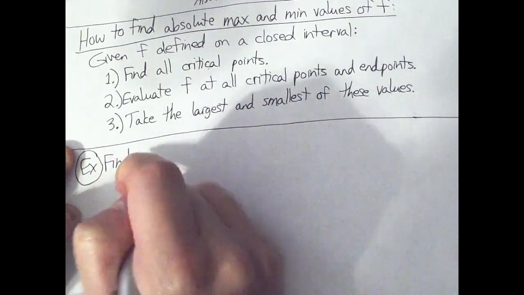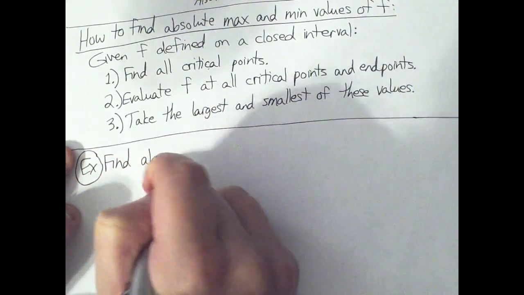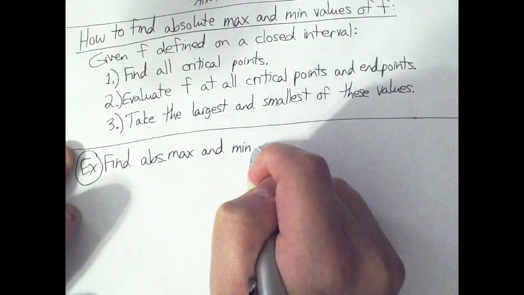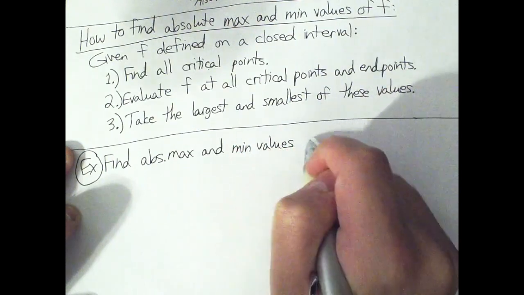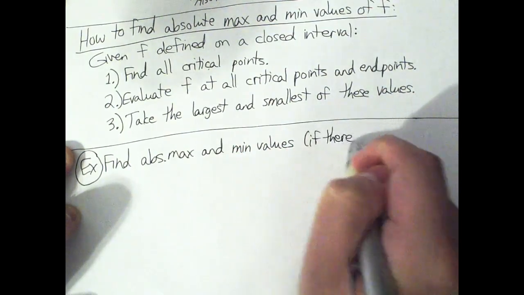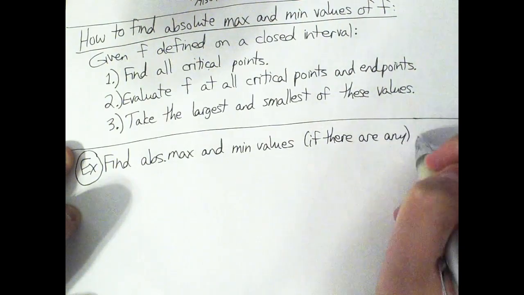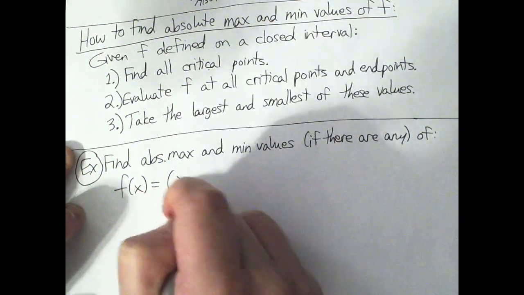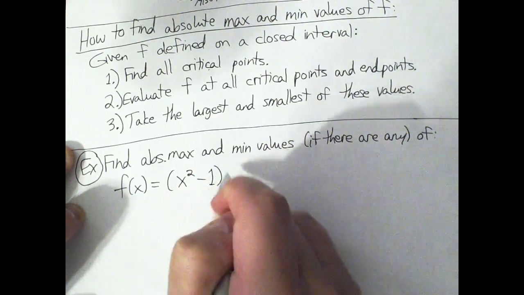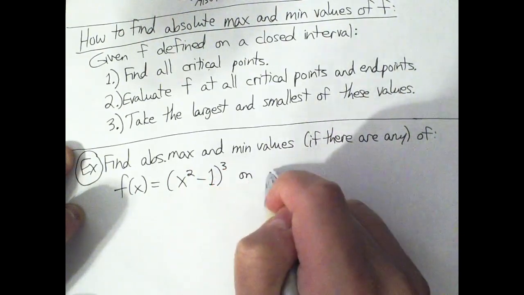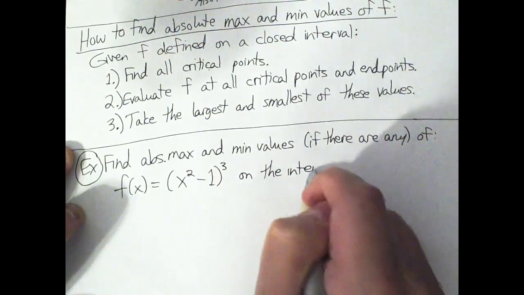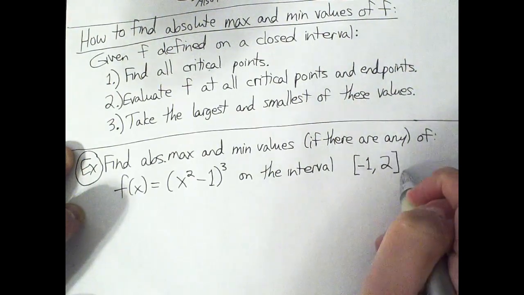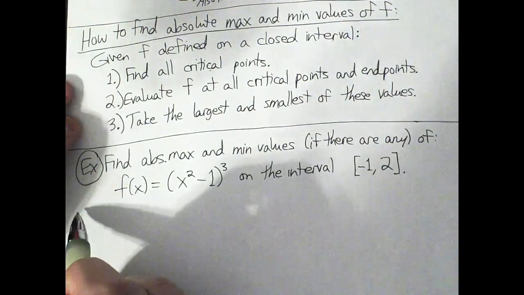I'll do the first one. Find absolute max and min values, if there are any, of f of x equals parentheses x squared minus 1 to the third on the interval square bracket -1 comma 2 square bracket. So I said that I would do this first one for us, but that is the question.